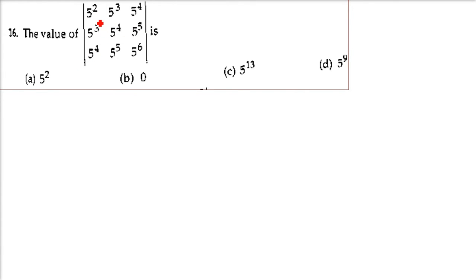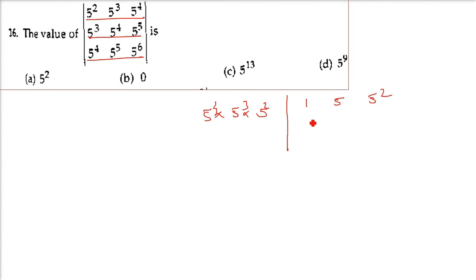So this kind of question we have already done. What we'll do here is, from the first row or the column, it is up to you, I am taking 5 square from the first row, 5 cube from the second row, and 5 raised 4 from the third row. So what all is remaining? This is 1, this is going to be 5, and this is going to be 5 square.